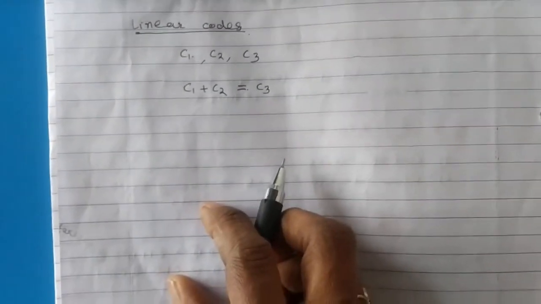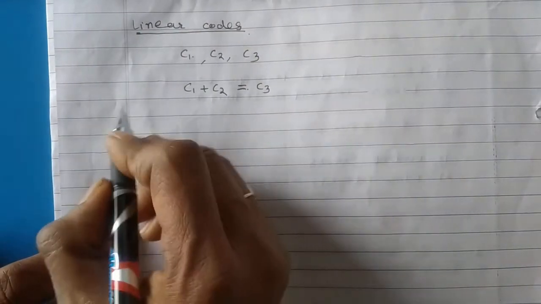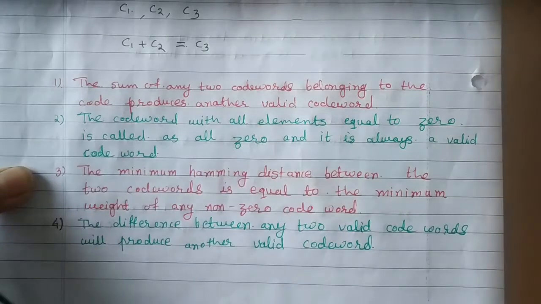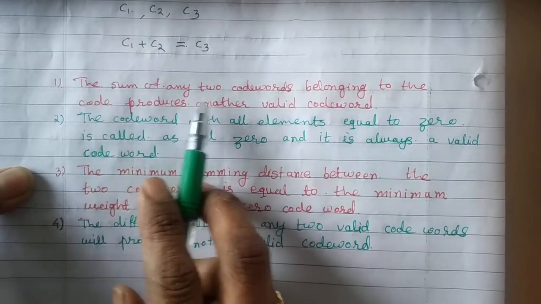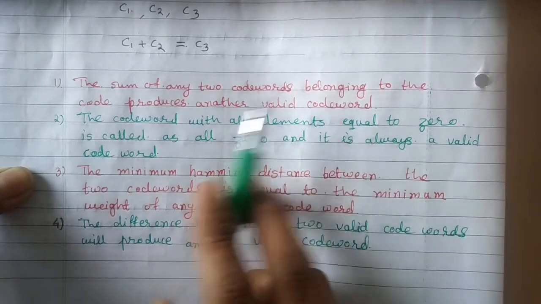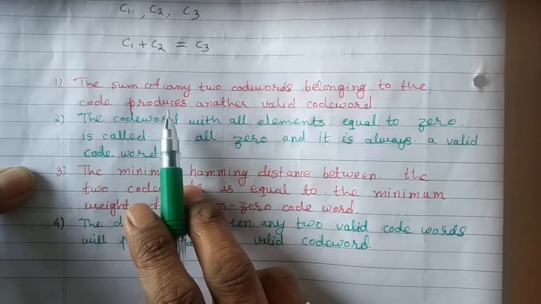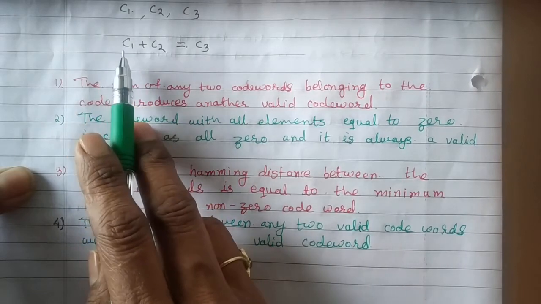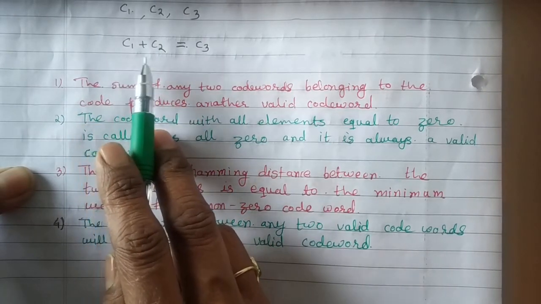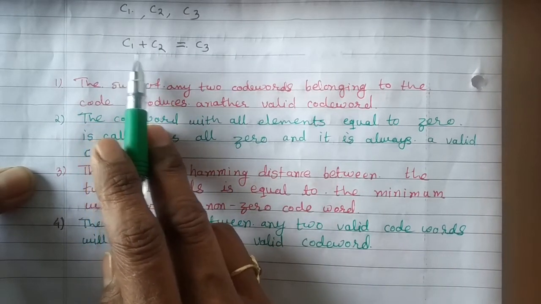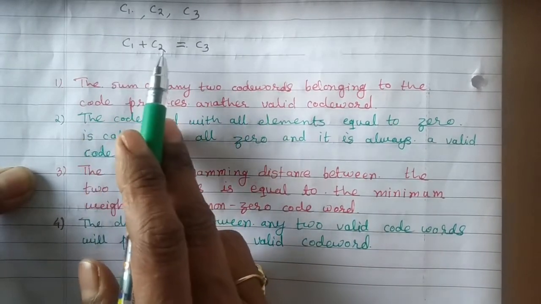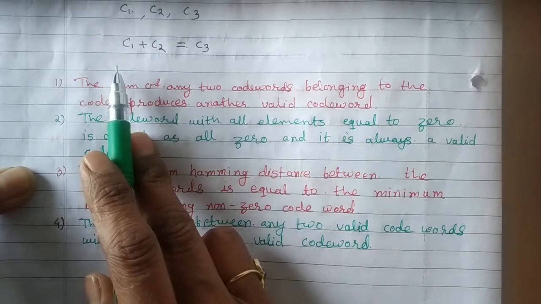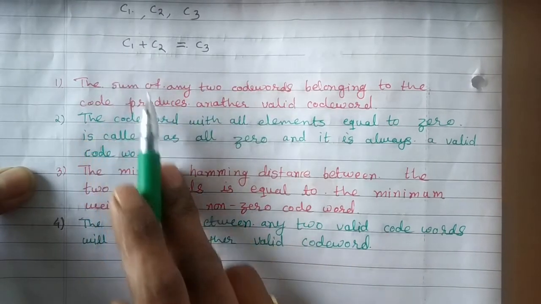Very important properties of linear codes we will discuss. First, these are the four properties of linear codes. The sum of any two code words belonging to the code produces another valid code word. This we have seen here. If C1, C2, C3 are the three valid code words, then addition of any two code words, we can add C1 plus C3, we should get C2. Okay, so like that, we can add C2 plus C3, we should get C1.